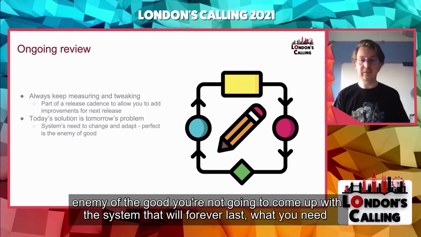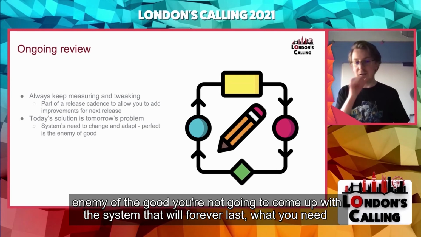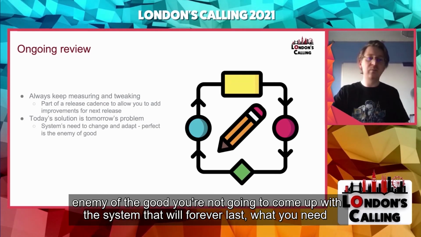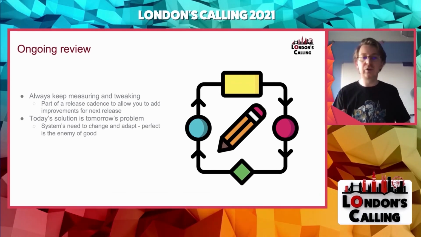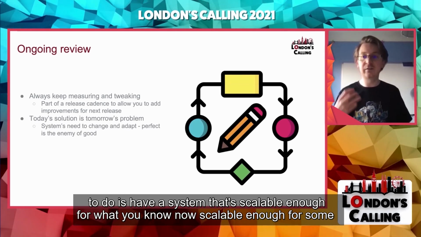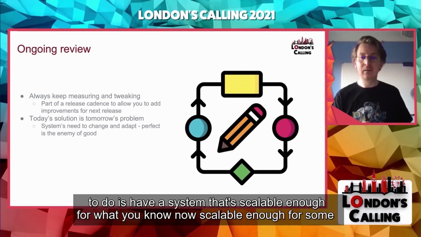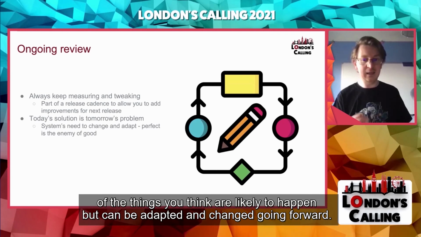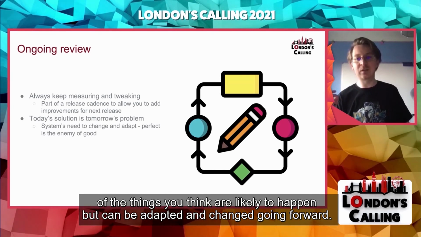Remember that perfect is the enemy of the good. You're not going to come up with the system that will forever last. What you need to do is have a system that's scalable enough for what you know now, scalable enough for some of the things you think are likely to happen, but can be adapted and changed going forward.